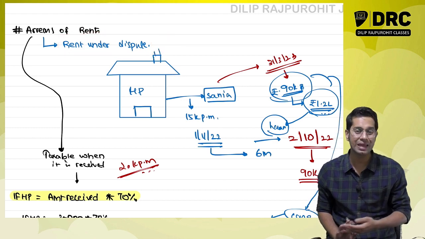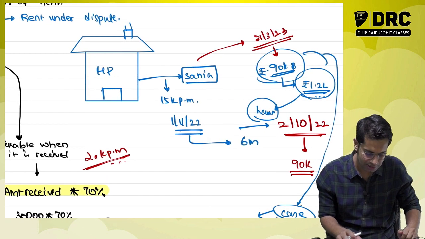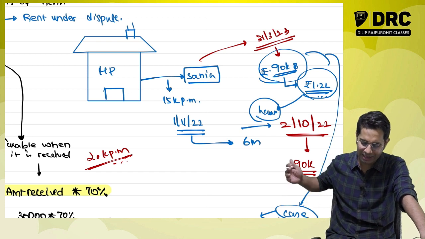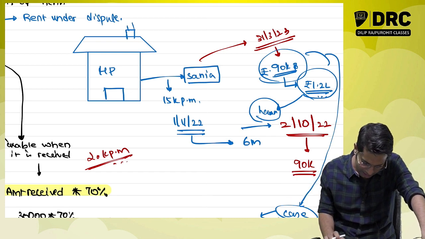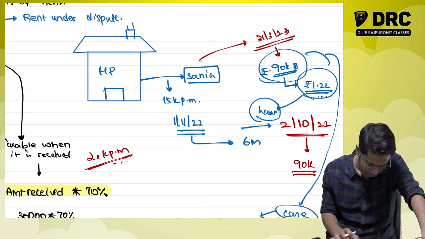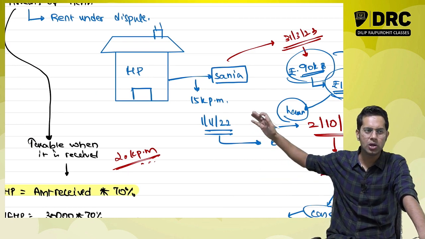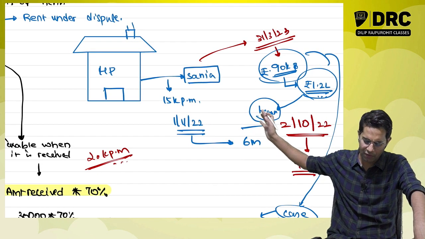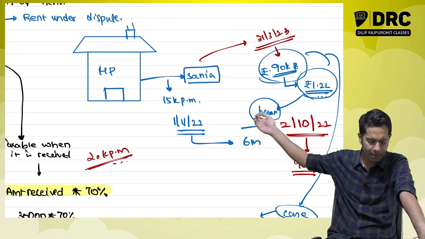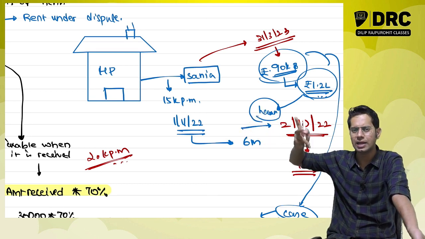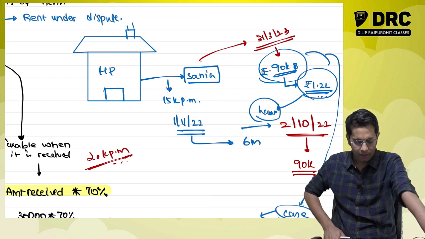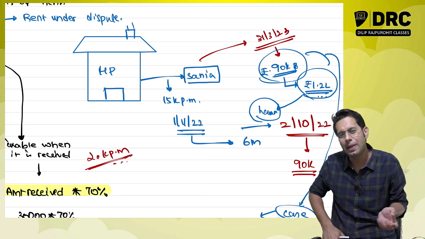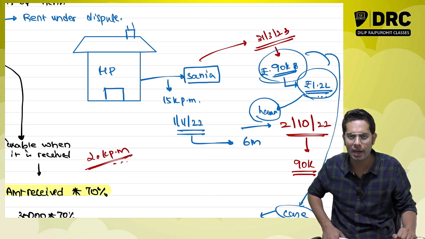Say for example, you had increased the rent. In this example, I had given the property on rent for 15,000 per month. Then from 1st of October, I increased the rent to 20,000 rupees. I had increased the rent by 5,000 rupees. Now, this 5,000 rupees of increased rent was not paid by the tenant.